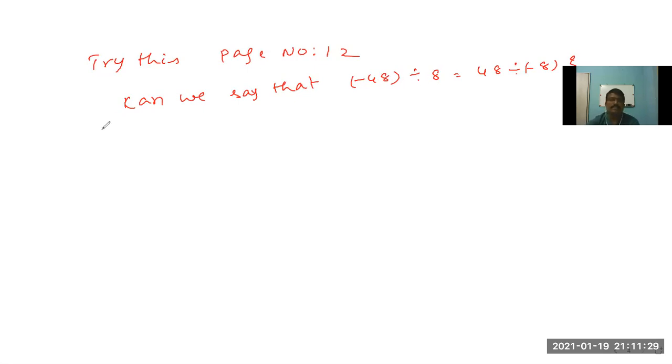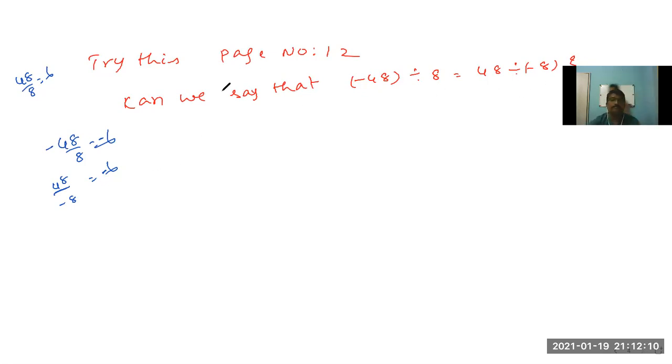First, you make it 48 by 8, which is 6. Then minus 48 by 8 is minus 6. No problem at all. Next, 48 divided by minus 8: here also you can take 48 by 8 first, which is 6, so the answer is minus 6. So yes, correct: minus 48 divided by 8 is equal to 48 divided by minus 8, which is equal to minus 6.